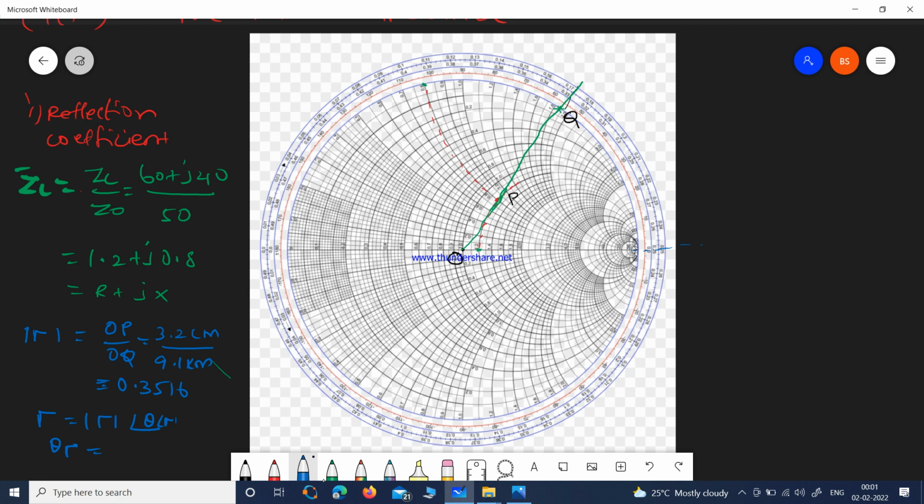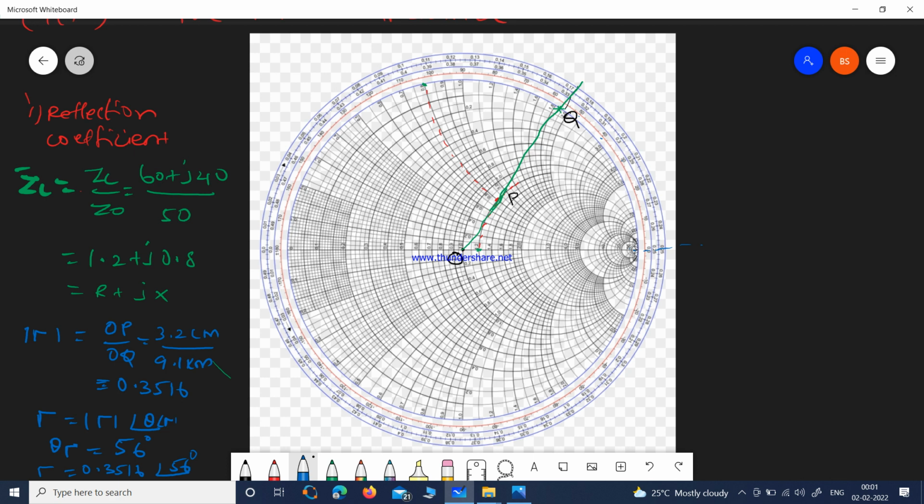If you see this point, its angle is given as 0, 10, 20, 30, 40, 50, 60. So it is between 50 and 60. If you are accurate, it will be about 56 degrees. So now you got the value of the reflection coefficient, which is magnitude 0.3516 and angle 56 degrees. Now we have found the first part. Let us go with the second part.